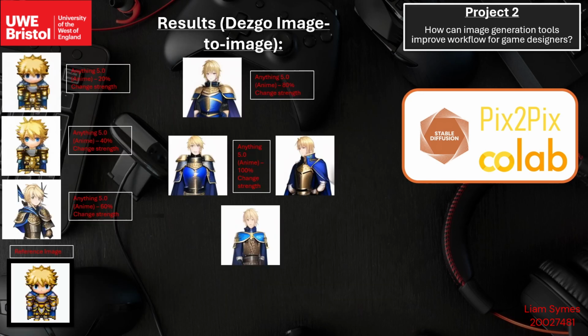I then used Desgo's image-to-image generator and experimented by using different prompts and found a point where I was getting good results. I then tried out the change strength modifier, which determines how strongly the original image, which was my reference image, should be altered. Here are the results.